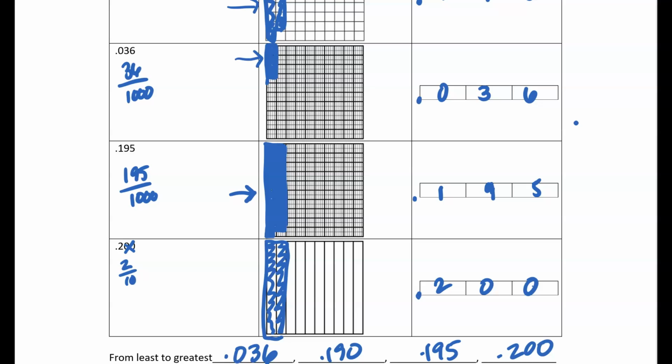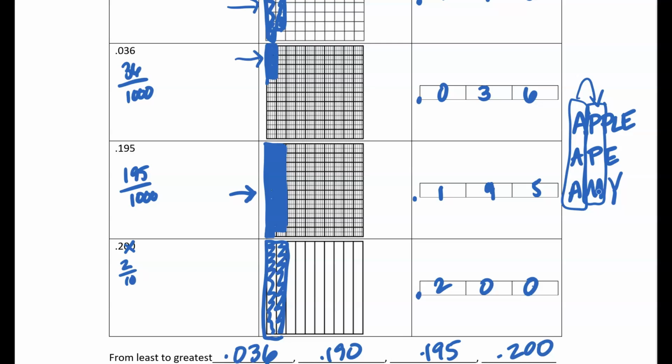So for example, let's say you had a couple of words like apple and ape, and then maybe Amy. Okay, and maybe I had to alphabetize those. I would start with the very first letter and say, all of them have A, so I'm going to move to the next letter. Here I've got an M and two P's. Well, M comes before P, so Amy goes first, and then I take her out.